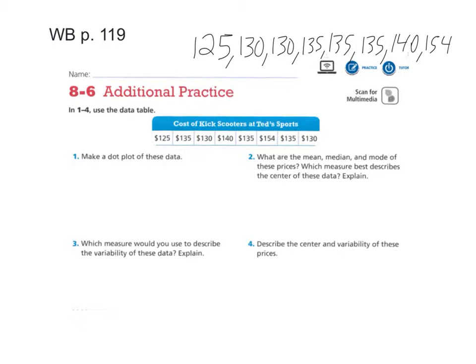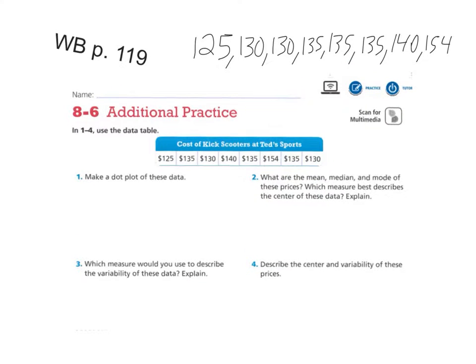We look at workbook page 119. We have some information here, and they want us to make a dot plot of the data. Dot plot, not to be confused with box plot. Dot plot was the one where we put dots.